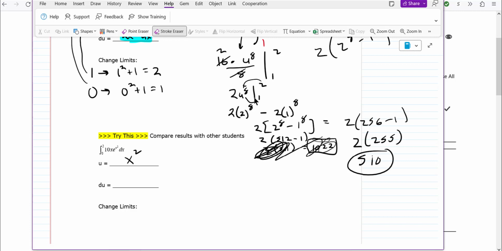Antiderivative of e to the u is e to the u. So you're going to just say 5 e to the u. Then you plug in the upper limit, the lower limit, correct. So you have 5 e to the 4 minus 5. Okay. We have talked about that in last class.